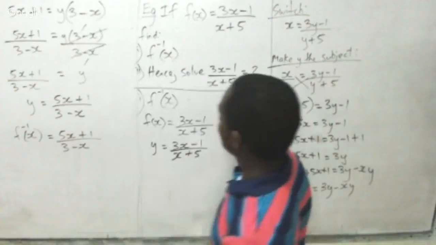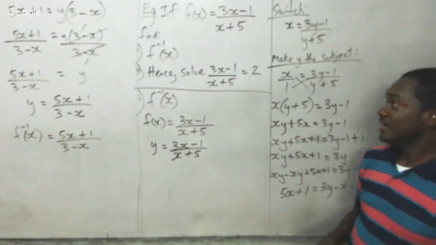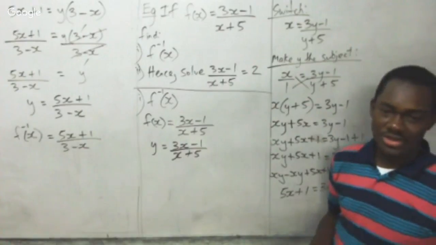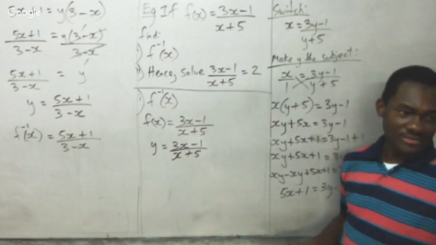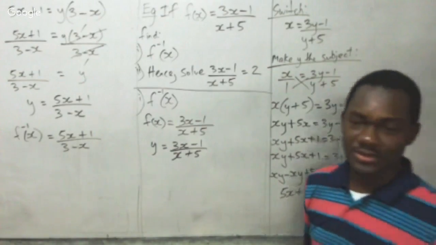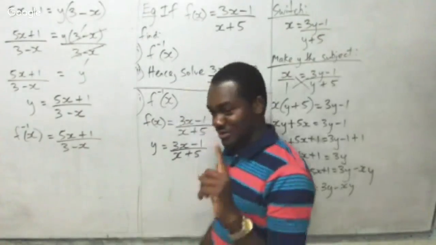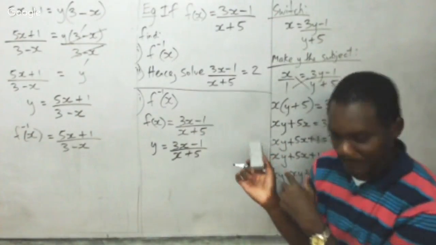Next part is solving. Could you solve this equation? Yes. Cross multiply. What did you get? The current one, what did you get? X equals 5 over negative. Oh no, you're doing something wrong. Just tell me this: are you paying attention?